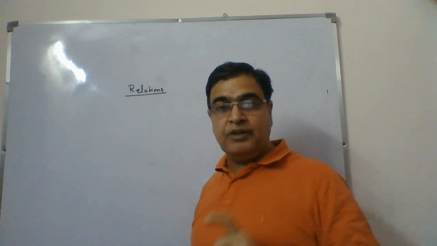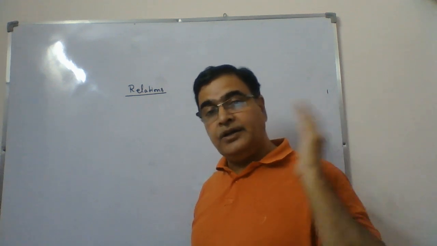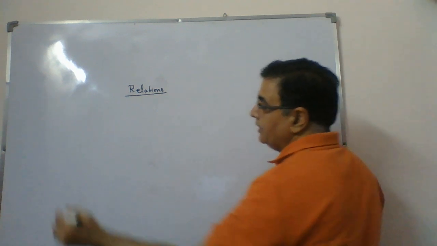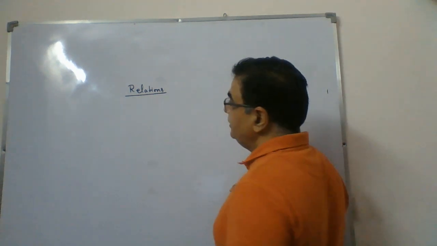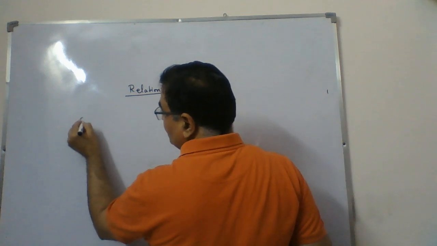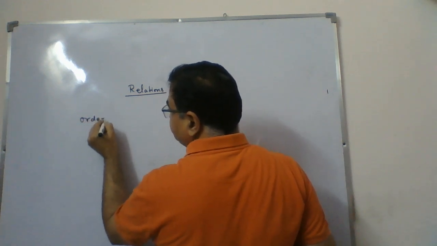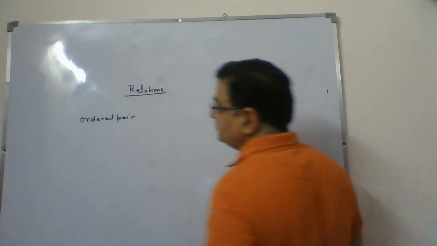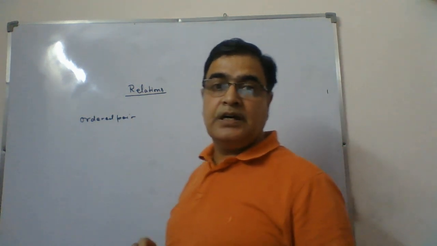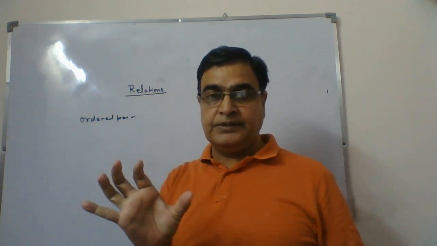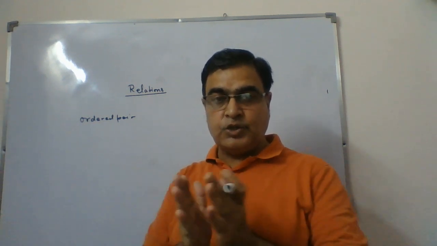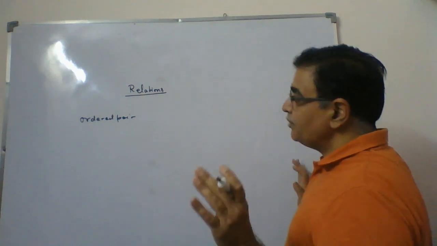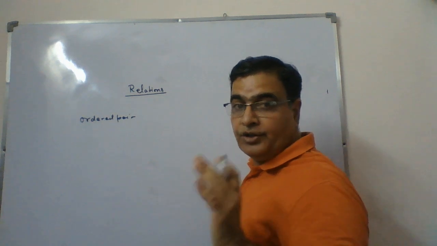So I will just briefly go over whatever we have done last year, and then we will continue with the further topic which we have in our syllabus. Whenever we think about relation, the first thing I told you was the ordered pair. I told you this is a collection of two elements. We are clubbing two elements in such a way that they specify a certain order.